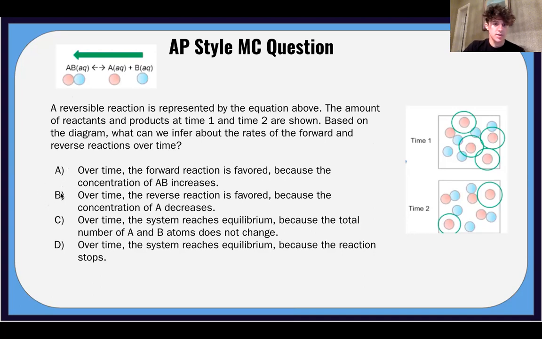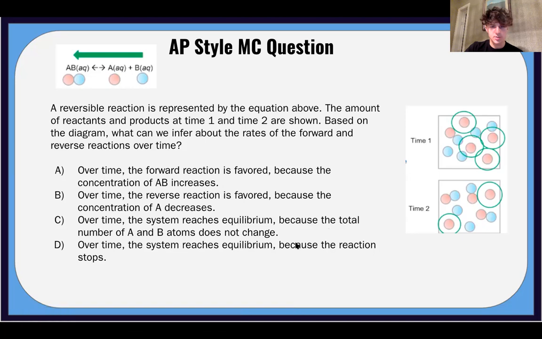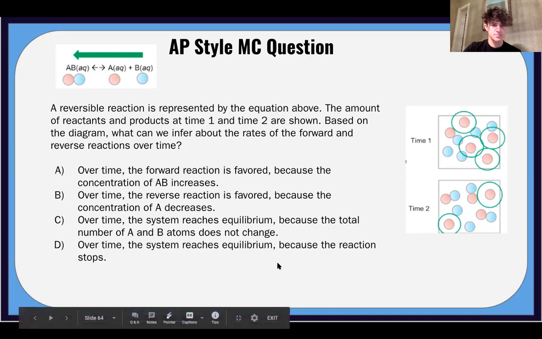So we have A, B, C, and D. A says, over time, the forward reaction is favored because the concentration of AB increases. B says, over time, the reverse reaction is favored because the concentration of A decreases. Letter C says, over time, the system reaches equilibrium because the total number of A and B atoms do not change. And letter D says, over time, the system reaches equilibrium because the reaction stops.